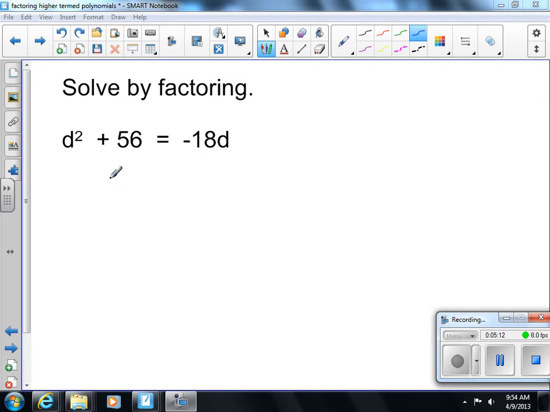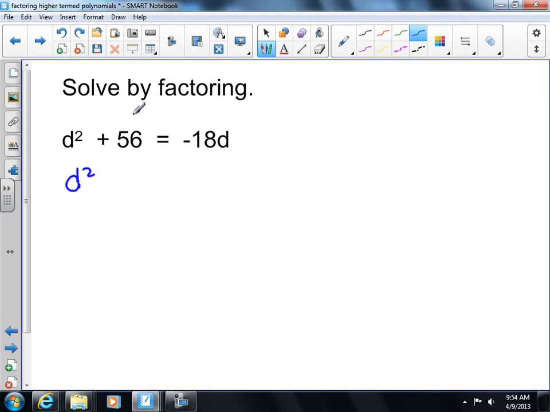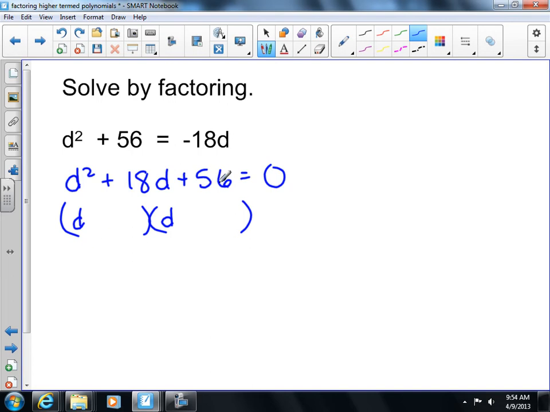All right, what do I need to move over first on this one? The negative 18d. So I have d squared. When I move it over, what's it become? Positive 18d plus 56. And remember, you're just setting it equal to 0 now. And what will your terms be? Okay, d and d for the first terms. Multiply something together to get 56. 7 and 8? Okay, now they're going to add together to get 18 d's?